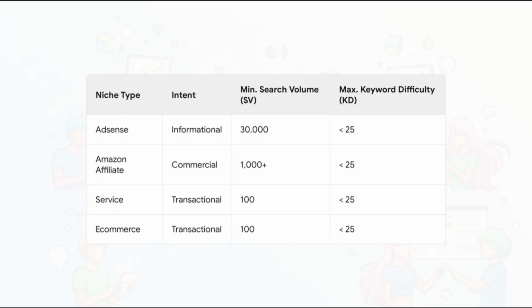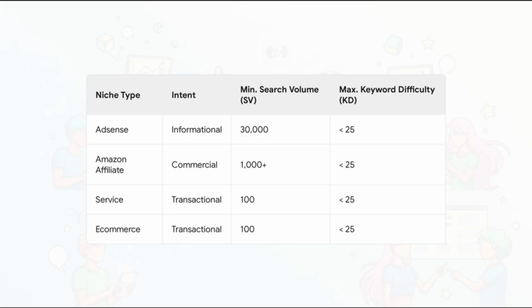You can see so clearly how the user's intent directly impacts the search volume you need. For AdSense, you need that massive traffic, so 30,000 is your number. But for transactional niches like service and e-commerce, where every single visitor is potentially a high-value customer, a search volume of just 100 can totally work.